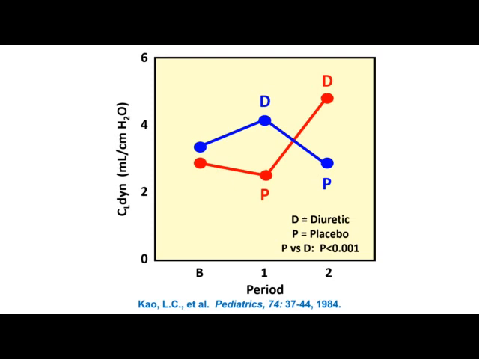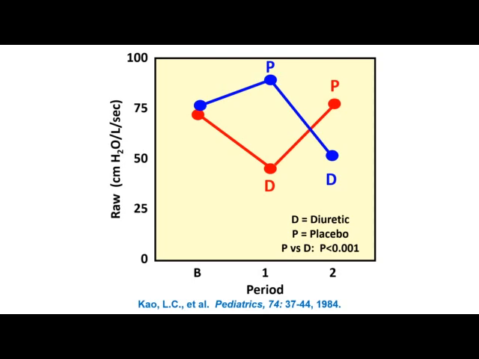This is dynamic compliance. And you can see that in the group that started with the diuretic, dynamic compliance increased, and this is absolute values now. So that's about a 33% increase. And with placebo, this fell. With the group that started with placebo, no change, but with diuretics, they improved. So significant improvement with diuretics.